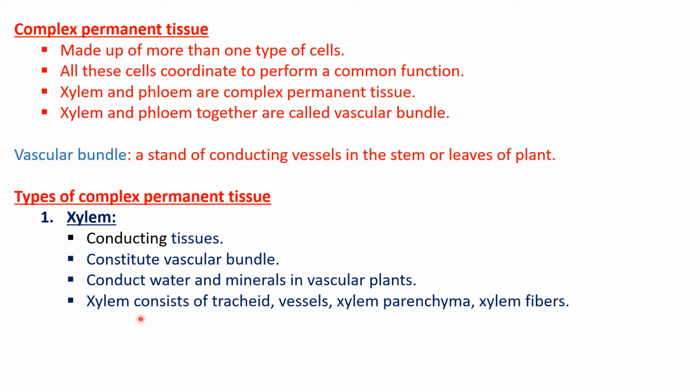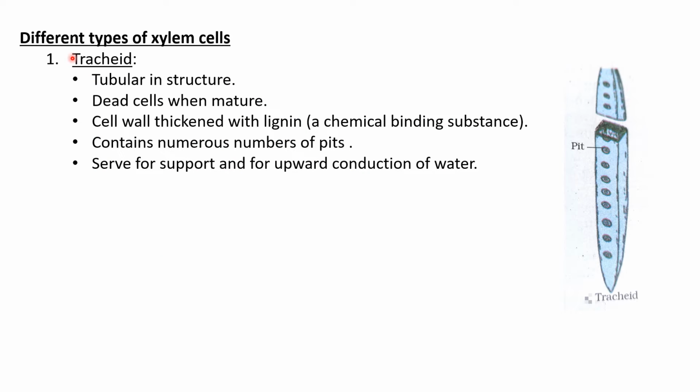Next, xylem consists of tracheids, vessels, xylem parenchyma and xylem fibers. Now, the types of xylem that we learn here. First one is tracheid. It is tubular in structure. How does a tracheid look? On the right side you can see the picture of a tracheid. It is a tubular structure. Tracheids are dead cells when mature.